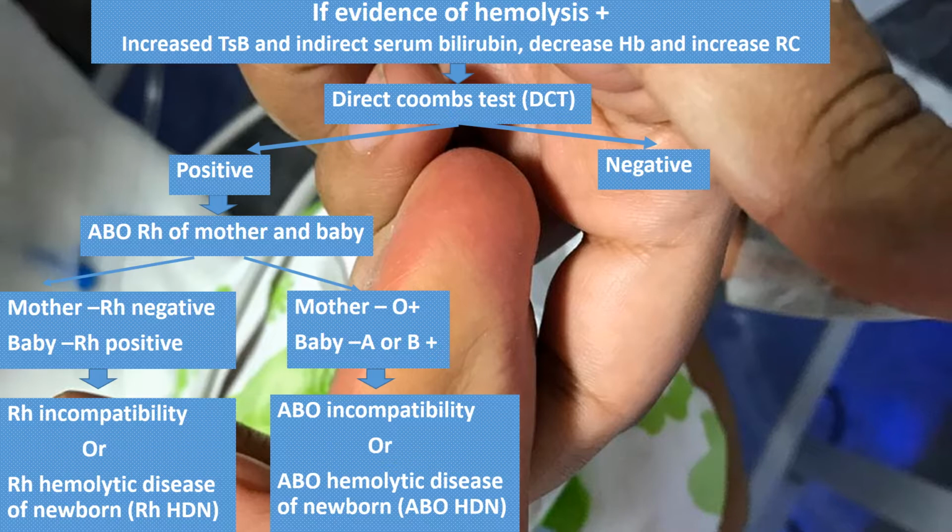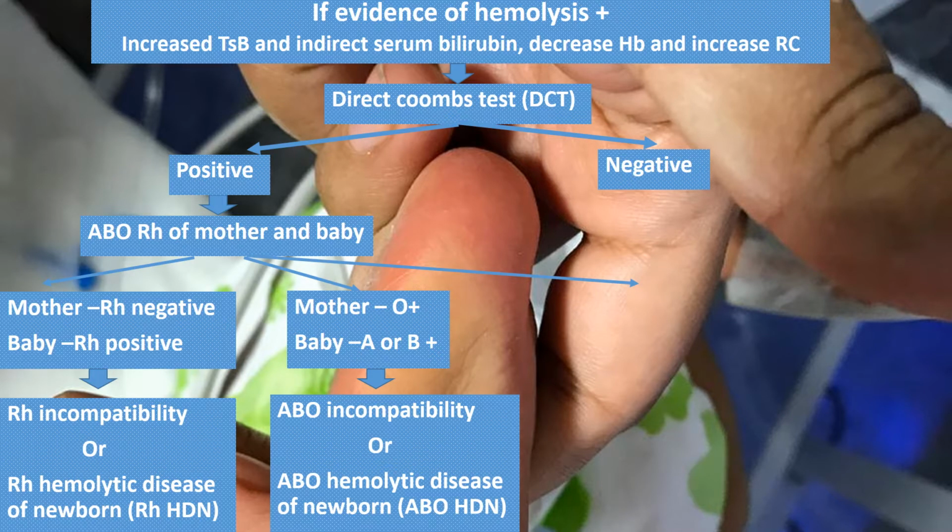In Rh incompatibility, DCT is strongly positive, while in ABO incompatibility, it is weakly positive. And when you go for the peripheral blood smear, in Rh incompatibility you will find nucleated RBCs, while in ABO incompatibility there will be spherocytosis. You will find the spherocytes in the peripheral smear, but it is less than 20% of the total.